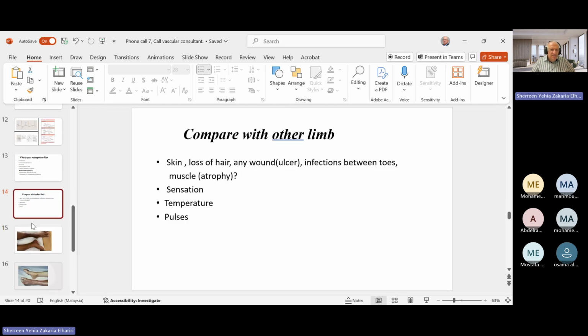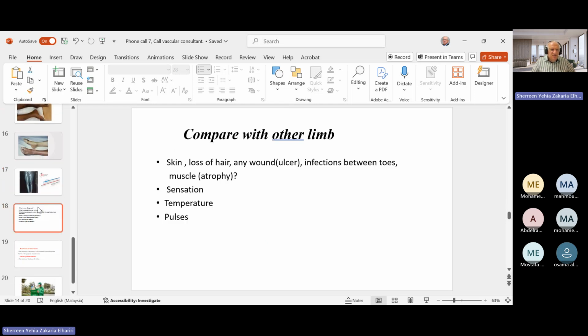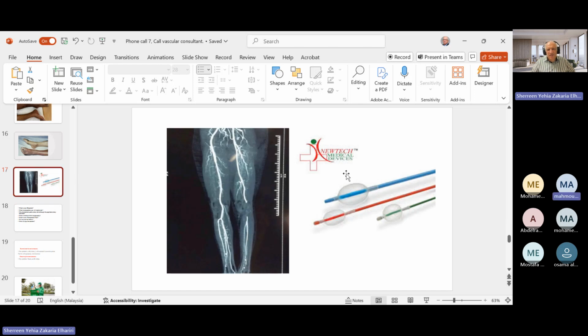Okay. So what do you expect me to do for this patient? What shall I do for this patient as a vascular surgeon? Angioplasty. Okay, what do you mean by angioplasty? I don't understand you. What do you mean in medical terms by angioplasty? If this patient comes to my unit, what shall I do to him?